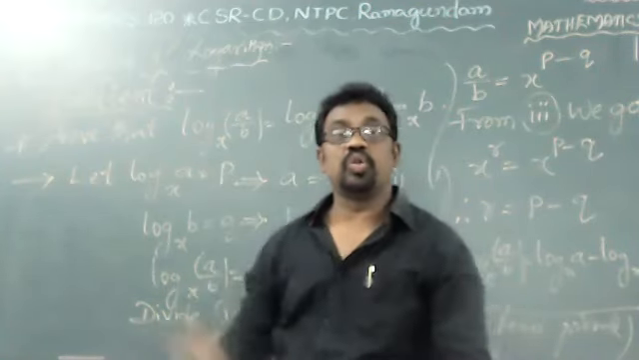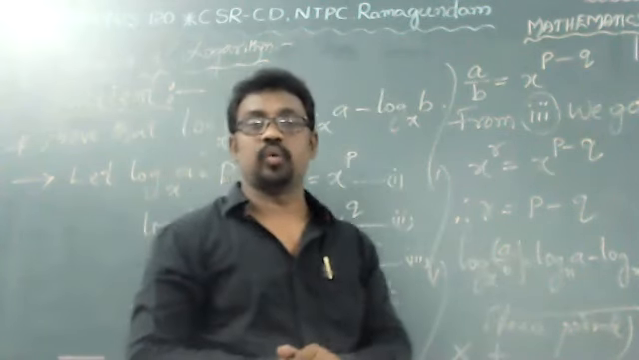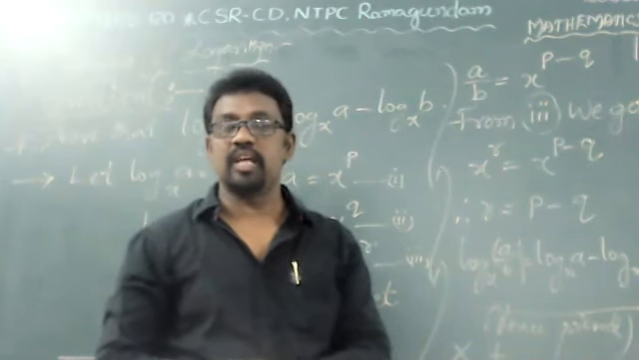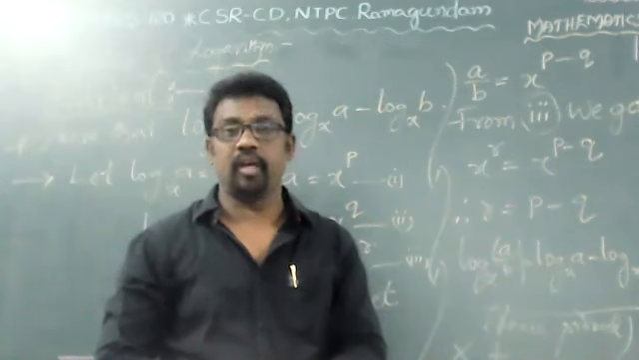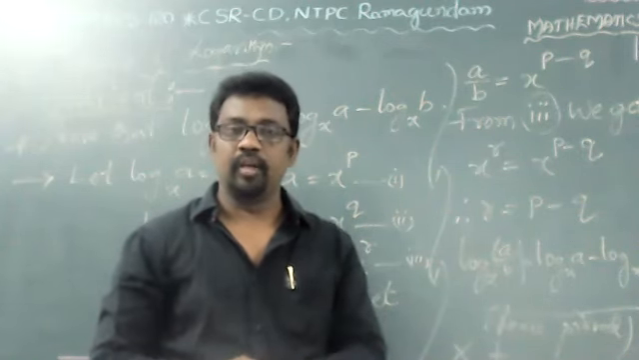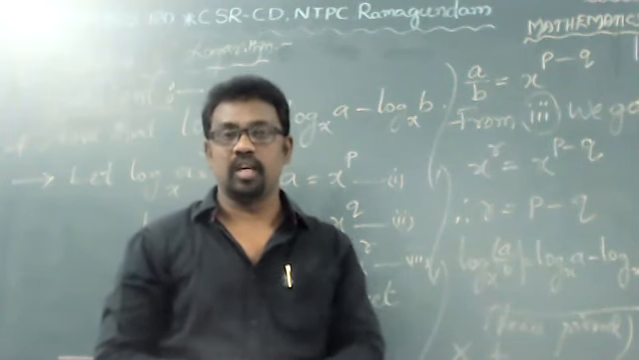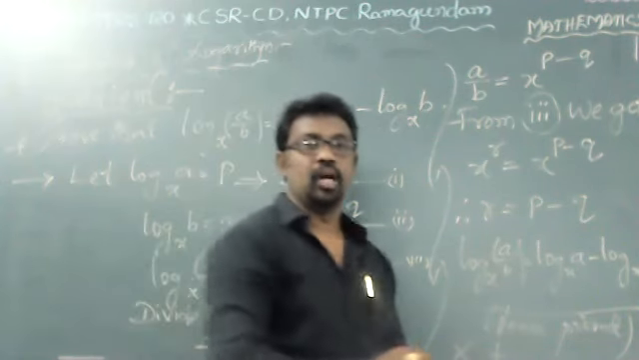Which is the quotient of the logarithm. I hope everyone understands this one. Log A by B to the base x is equal to log A to the base x minus log B to the base x. I hope you understand very well. And we will go with the third property, that is power of logarithm. The third property, power of the logarithm.